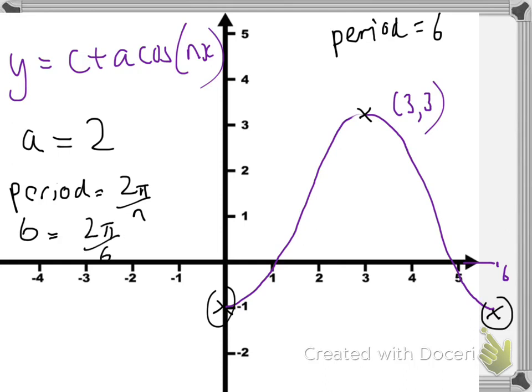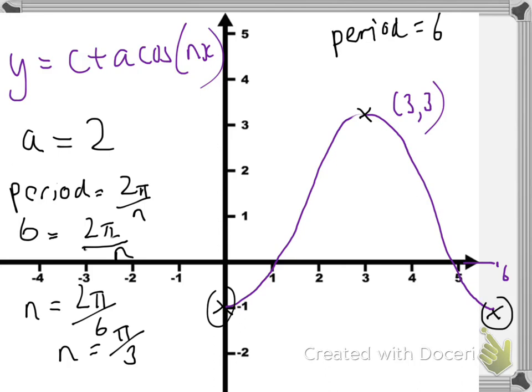Swap places, n equals 2 pi on 6. So n here equals pi on 3. So it's an unusual value for n, one that we haven't had before, but a legitimate one.